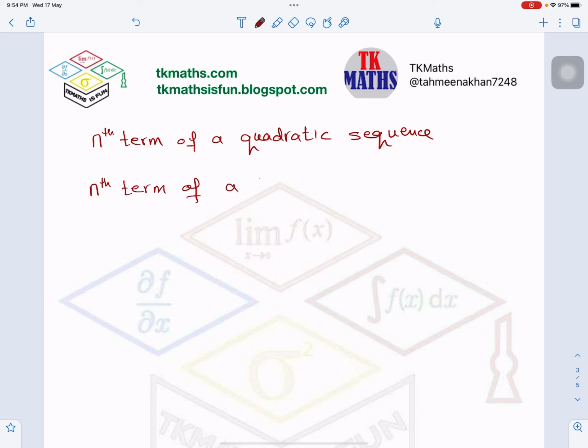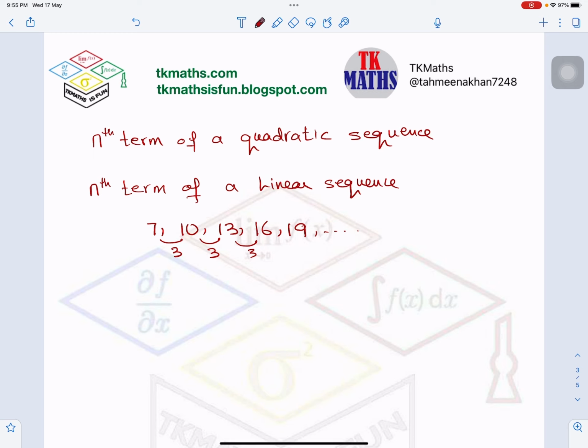Nth term of a linear sequence. Sometimes students know what they have to do, but they do not know the exact terminology. So if you have a series in which the difference is common, for example, if I take here 7, 10, 13, 16, 19 and so on. So if you see here, the difference between two terms is 3. 13 minus 10 is 3, 16 minus 13 is 3.